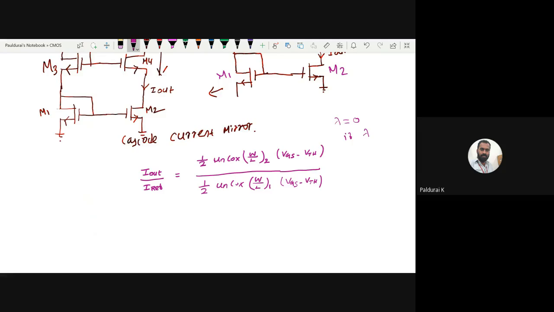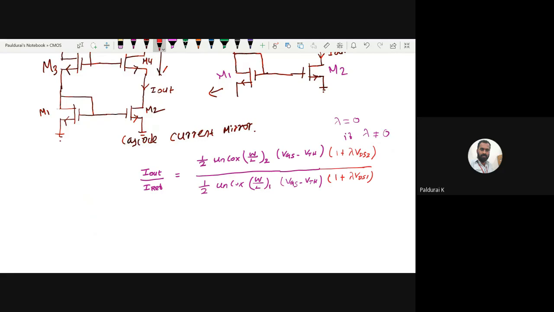If lambda is not equal to 0, what is the current equation? Anyone? In saturation, what will the current equation be here? 1 plus lambda VDS, right? So it becomes 1 plus lambda times VDS2 here, and 1 plus lambda times VDS1 there. Can you understand what I am telling? If you include channel length modulation, what will happen? For the above basic current mirror, we assume there is no channel length modulation. But practically, you always have to deal with channel length modulation. If lambda is not equal to 0, then you want to include this, right?